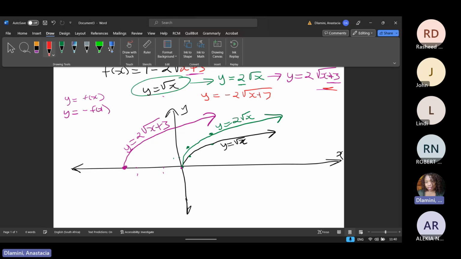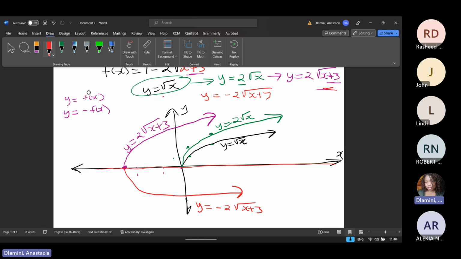It means that this purple graph was reflected about the x-axis. Remember, the reflection just means the mirror. So this line here, our x-axis, is the mirror. Then our graph will look something like this. So this will be y is equal to negative 2 square root of x plus 3.